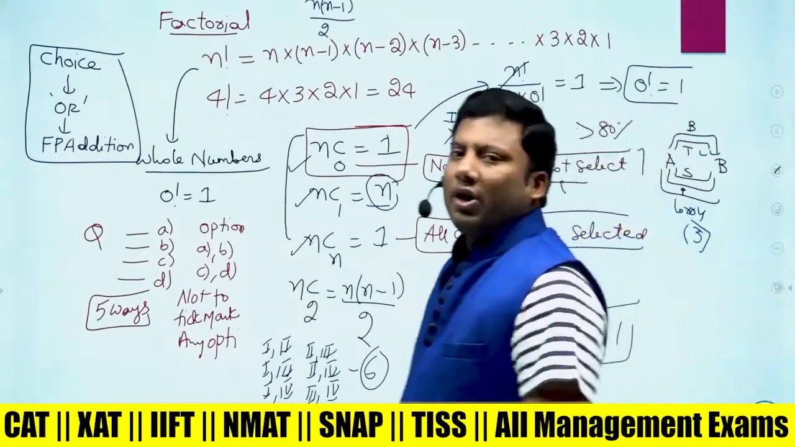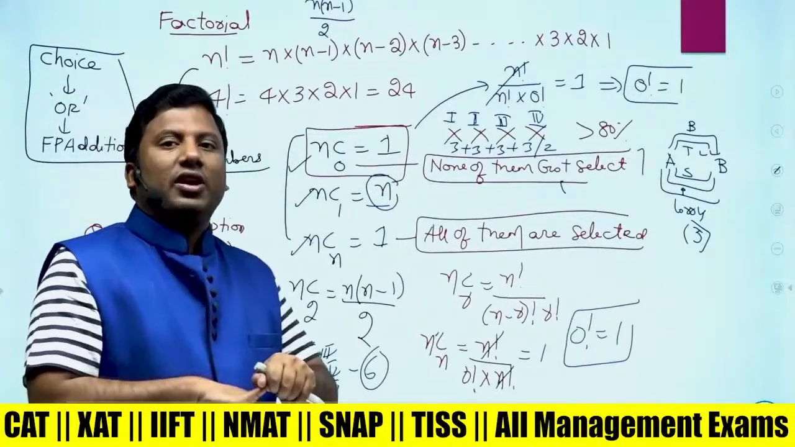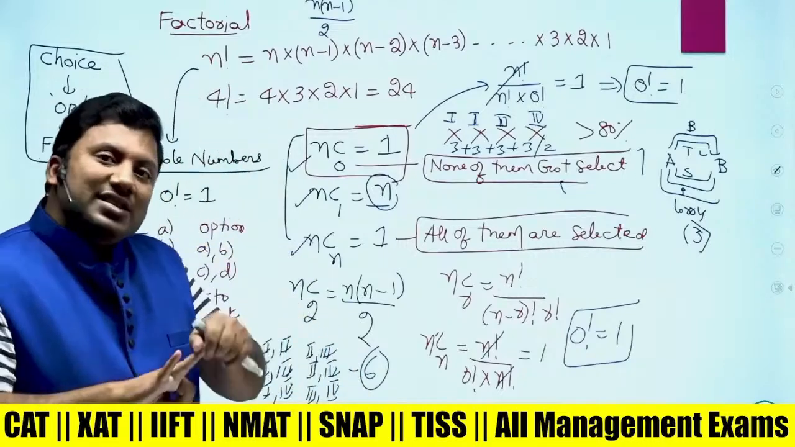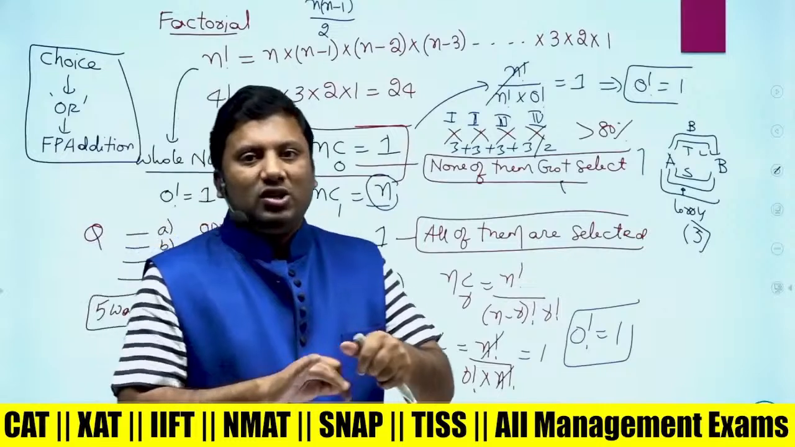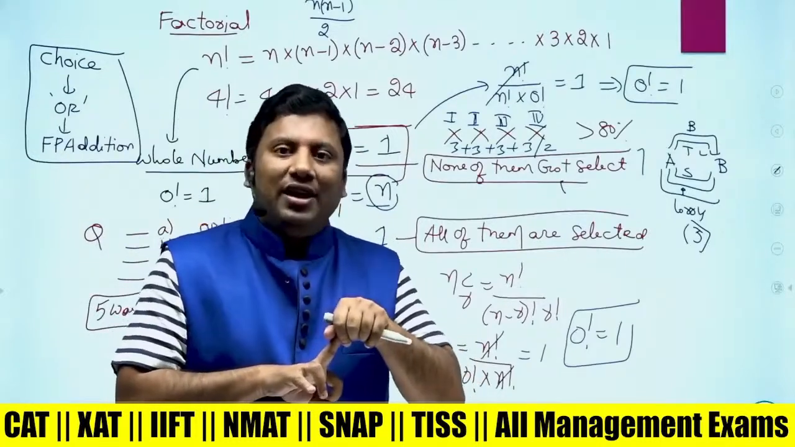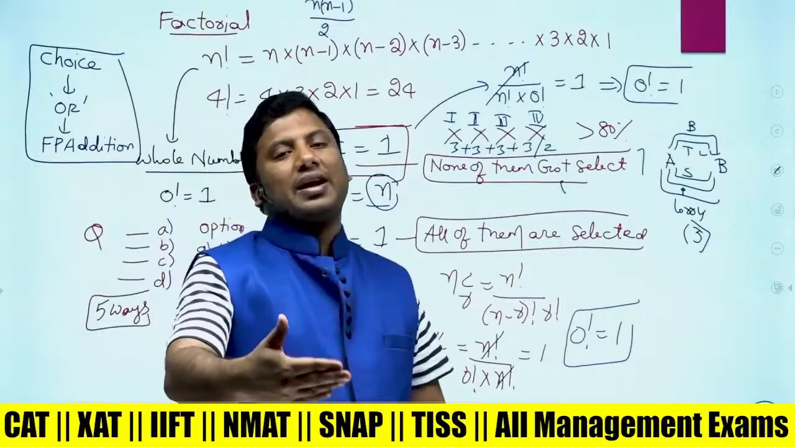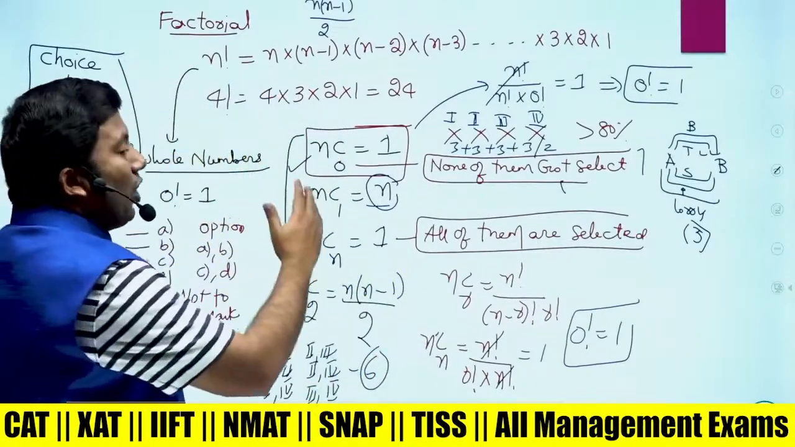Very, very important key point. In this slide, we have discussed why NC0 is equivalent to 1. Not selecting any, there is only one way. NCn is equivalent to 1. Selecting all out of all, there is one way. NC1 is equivalent to n. Selecting 1 out of n, it could be first, it could be second, it could be third, or it could be the nth one. So, there is a choice to make.